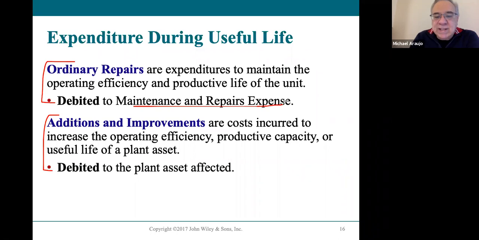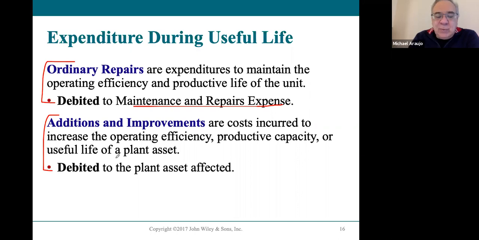Maintenance and repairs expense is simply a general expense. And so changing the oil, changing the tires, changing the filters, changing the windshield wipers, changing a light bulb. This is just a regular expense. You need to do that just to make sure your car is going to last the period of time you want it to last. So we actually expense those.